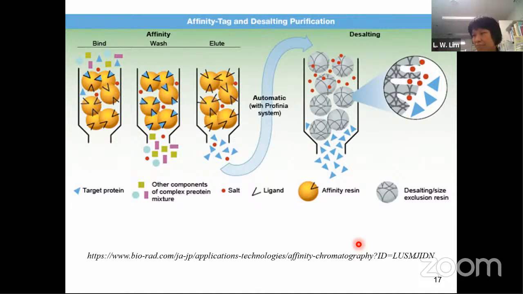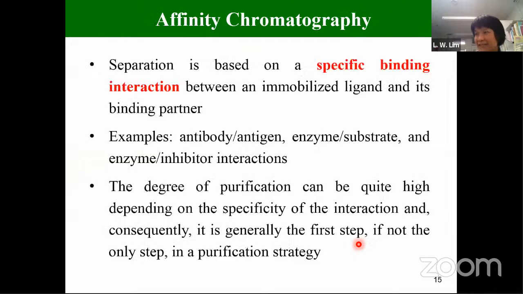So anyway, if you have any questions, you can ask later. But like I said before, it is very specific, like the binding between the antibody and the antigen, the enzyme and the substrate, and also between enzyme and inhibitors. So from the beginning, when you buy the column, it's already very specific.